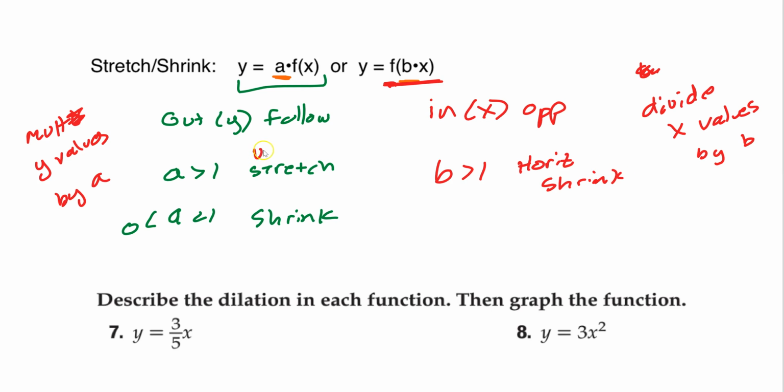By the way, I should put vertical stretch here and vertical shrink here. Very important. If b is less than 1, think about you have something and you divide it by like a fraction. What happens there is you multiply by the reciprocal, you actually get bigger. When you divide by a small fraction, you get bigger. So it's a horizontal stretch.